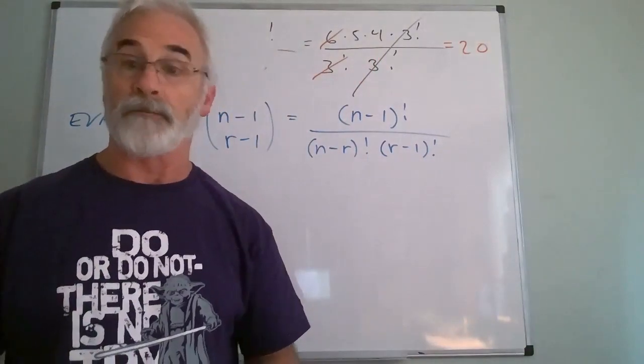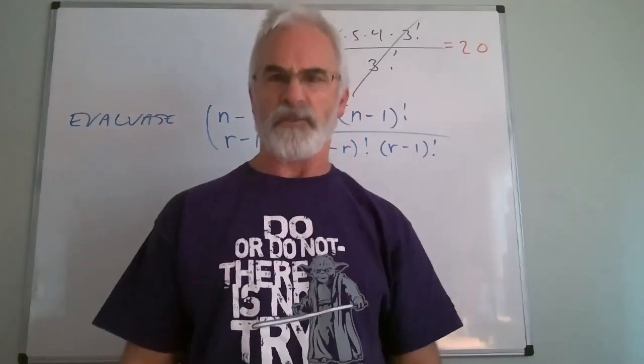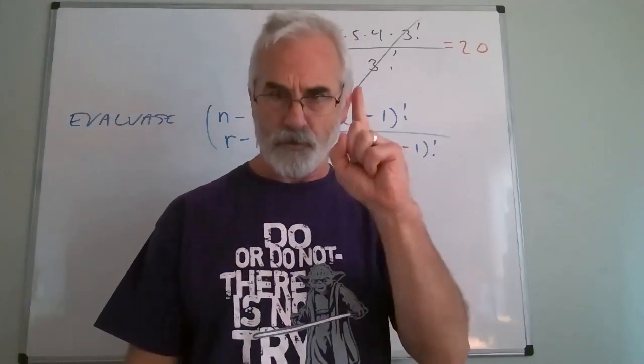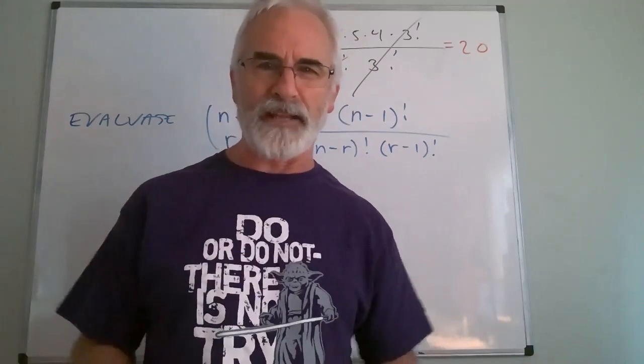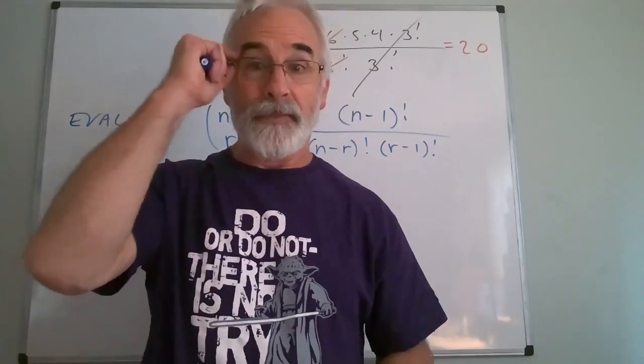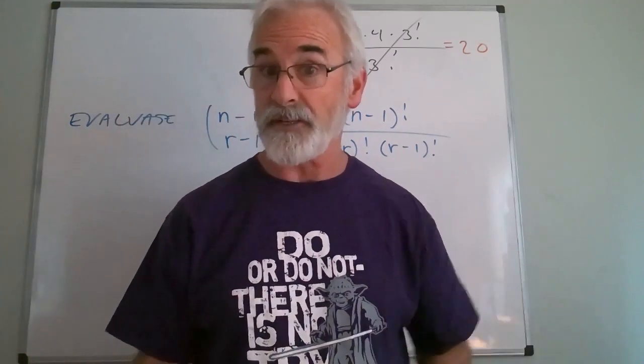What if I said I only want to pick one person? How many ways could I do that? 40, pick the one person. I decided I don't want to pick any of you. How many ways could I not pick any of you? 1. Only one way not to pick any of you, and that's don't pick any of you. That would be 40 choose 0, which means I'd have a 0 factorial in my calculation.